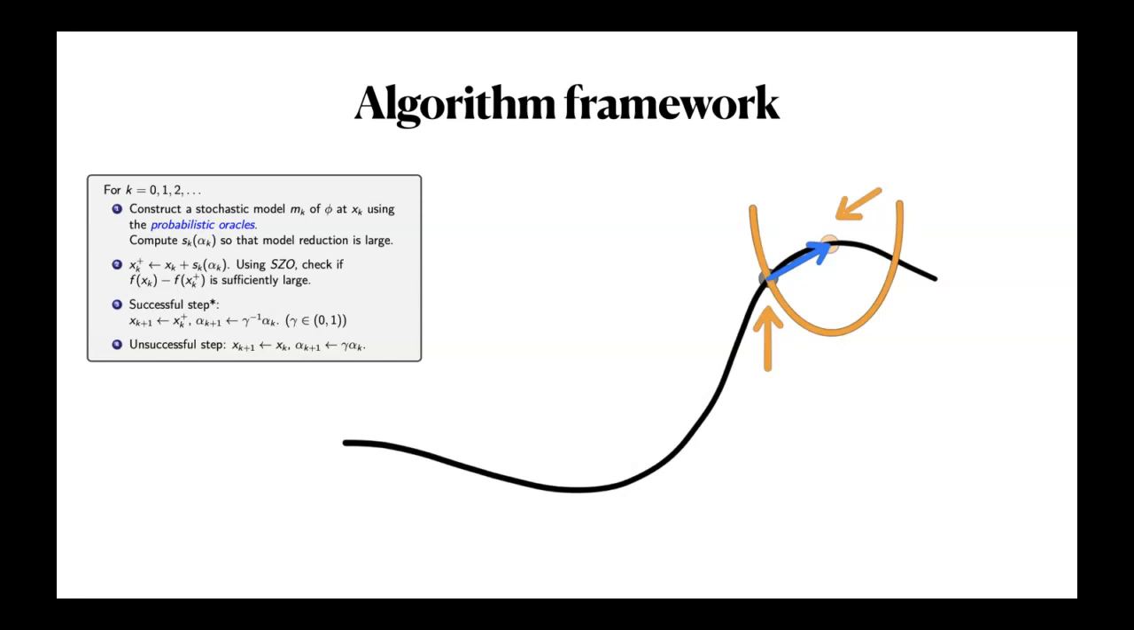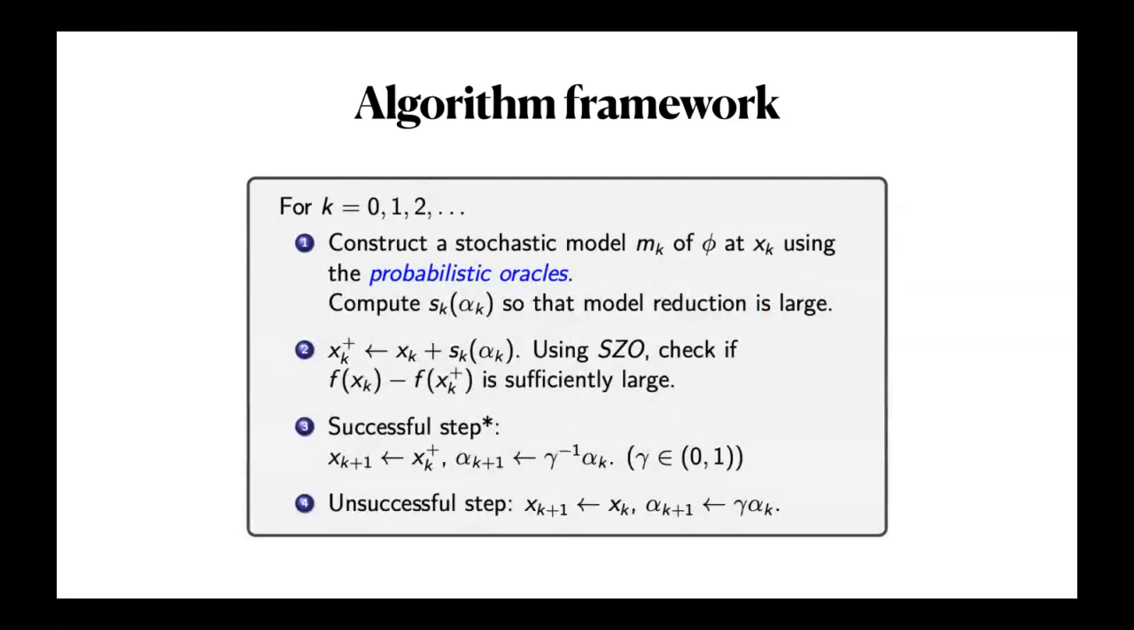So I can be more aggressive and make more progress in the next iteration. If not, I will say it's an unsuccessful iteration, stay at my current point and not move at all in this iteration, and shrink my step size to be more conservative in the next iteration. So this is how we adapt the step size from iteration to iteration according to the progress of the algorithm. This is the idea of the algorithm framework.